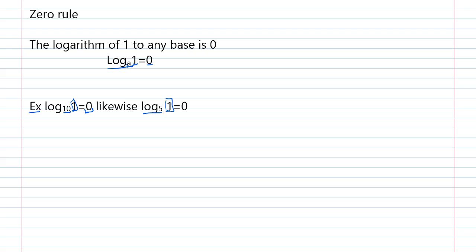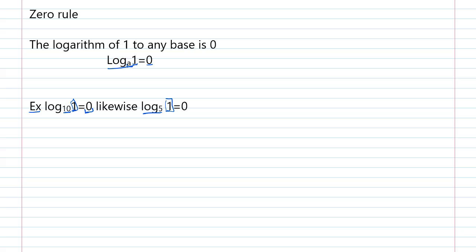And just as we saw in the indices rules, different rules can be applied in one single question. You might have to apply the zero rule and the identity rule for one single question. So it all depends on how the question is formulated.